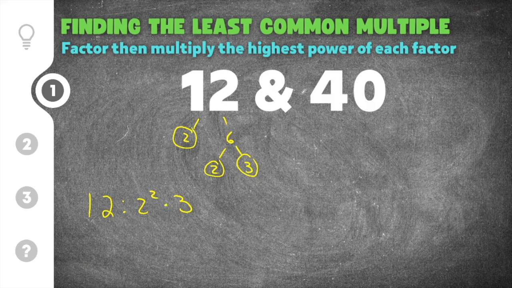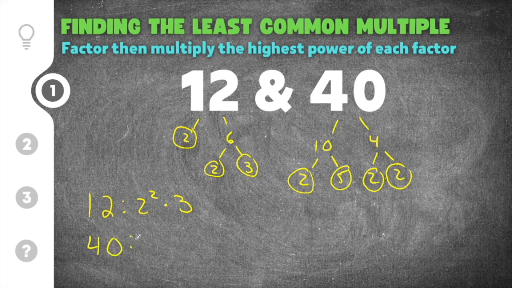Now I have to factor out the number 40. I notice 40 ends in a 0, so I'm going to factor out a 10. 10 times 4 is 40. Then I'm going to factor 10, because it's not a prime factor, into 2 times 5. And 2 and 5 are both prime factors. So then I'm going to factor 4. 4 is 2 times 2. And both of those 2's are prime factors. Now I'm going to write 40 out in its prime factor form.